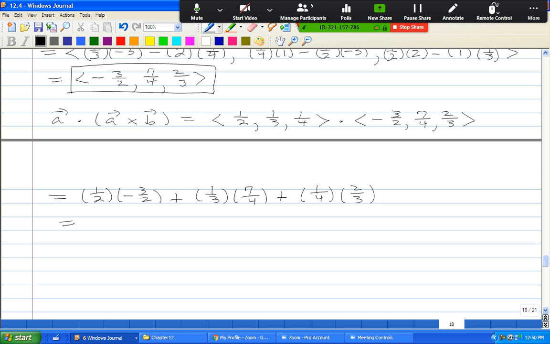Let's write everything over 12. Minus 9 over 12, 7 over 12, 2 over 12. And so this is 0. So it's perpendicular.